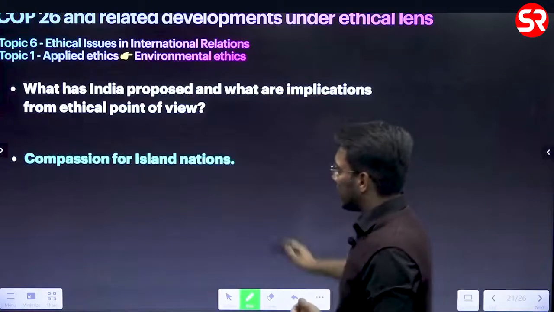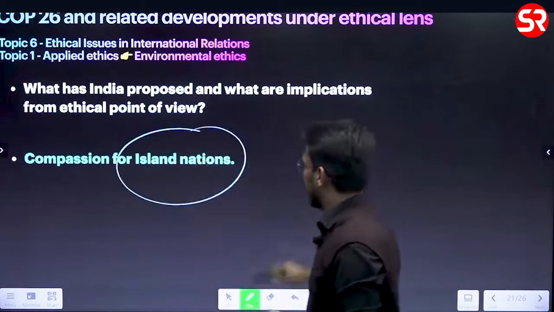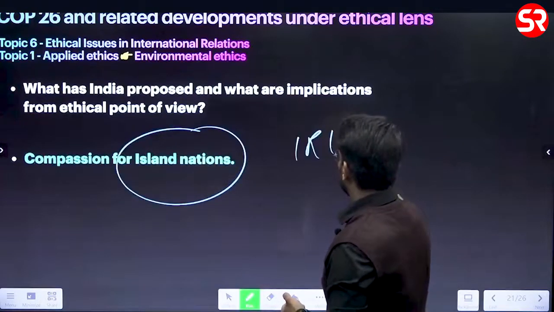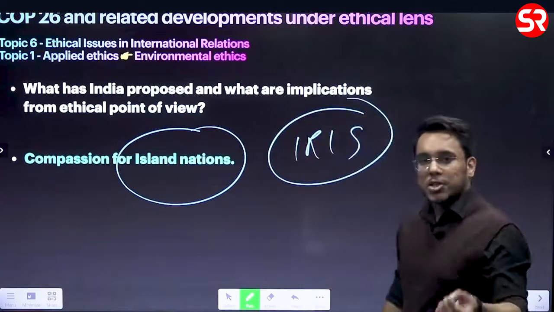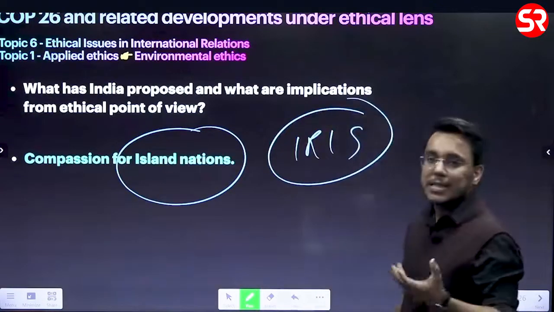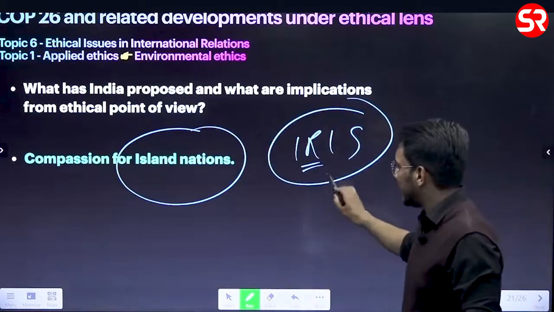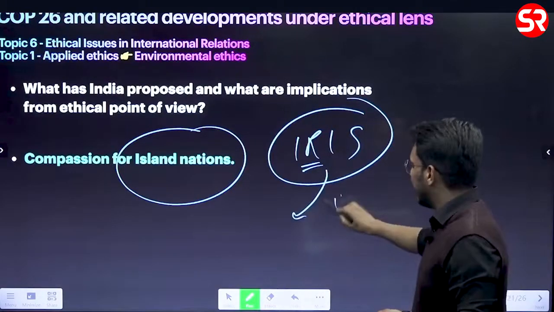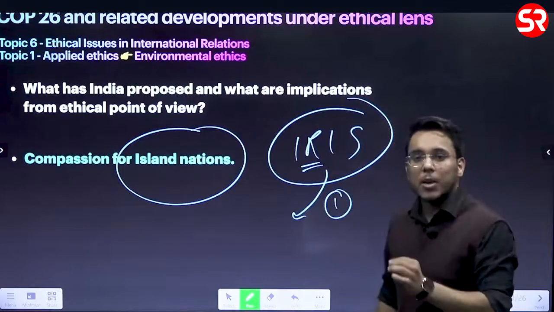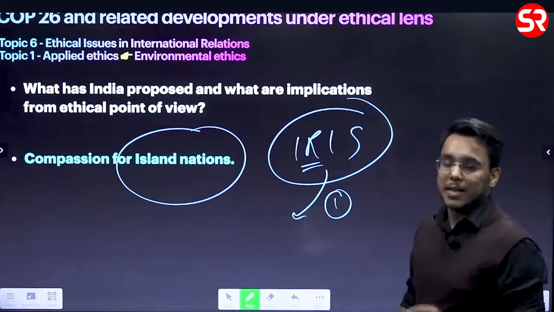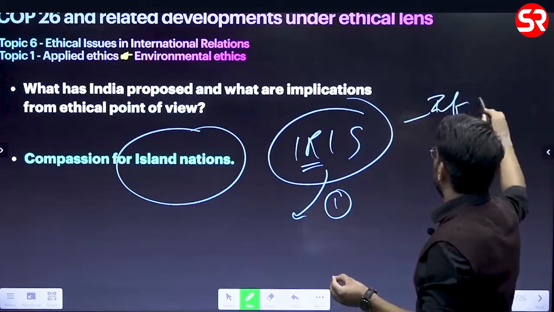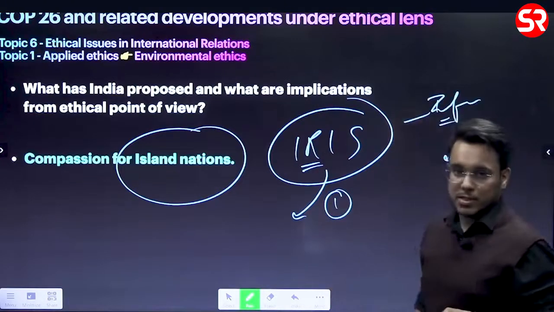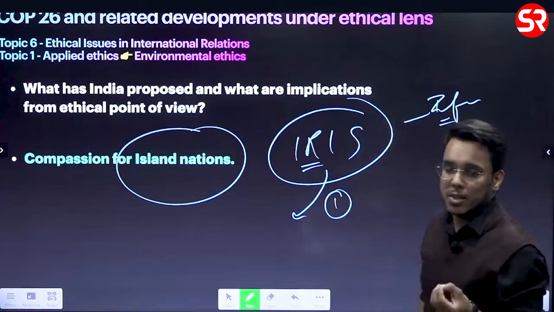Then the next thing, compassion for island nations. India came out with the IRIS. Fine. Infrastructure Resilience Initiative for the Island States. Okay, IRIS. Into the IRIS, what will we be doing? We will be sharing the technical know-how. We will be sharing the best practices with the island nations so that they can make their infrastructure resilient to the disasters. Okay, infrastructure resilience in the island states.